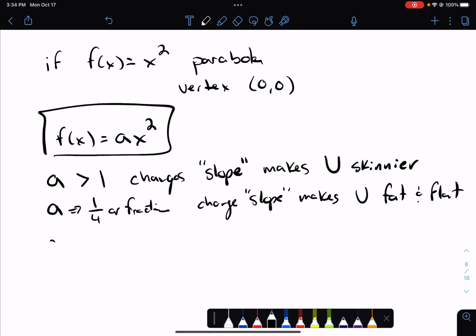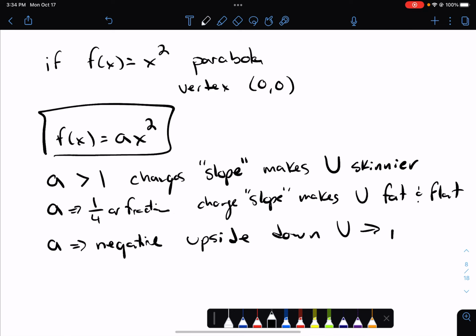All right, now what happened if a was negative? What if it was a negative number? Well, that was the one that flipped it upside down. So it makes my shape an upside down U. I mean, it's not an N, right? But it's an upside down U. It kind of looks more like a mountain instead of a valley.